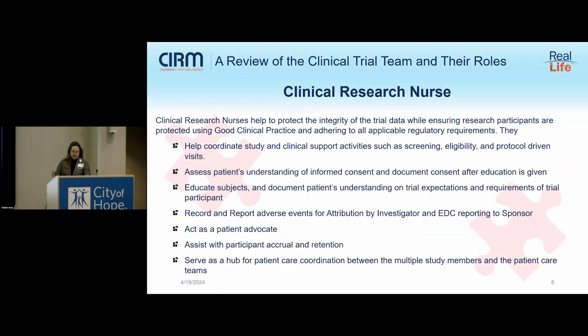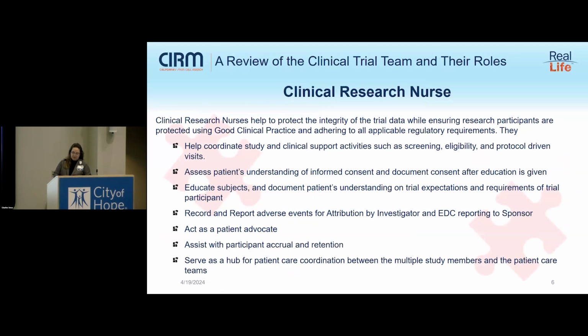In the clinic, the PI is going to work with the clinical research nurse here at City of Hope. And so this is the closest relationship with the study team, along with the CRC. The CRN helps to protect the integrity of the data trial, as well as help to protect the patient under good clinical practice. They do this by assessing the patient's understanding before they give informed consent.